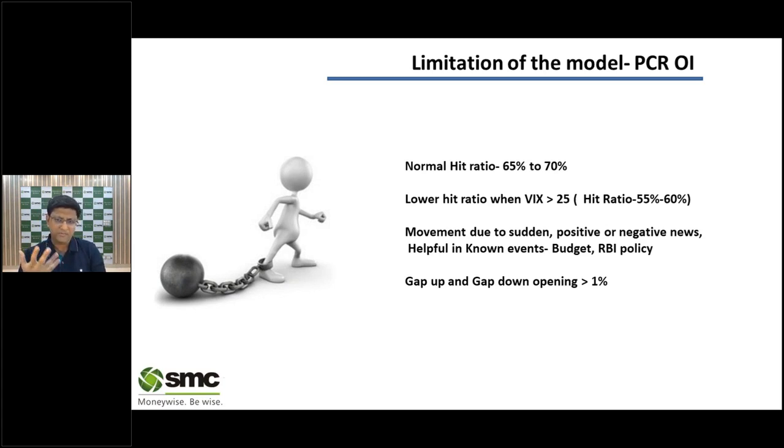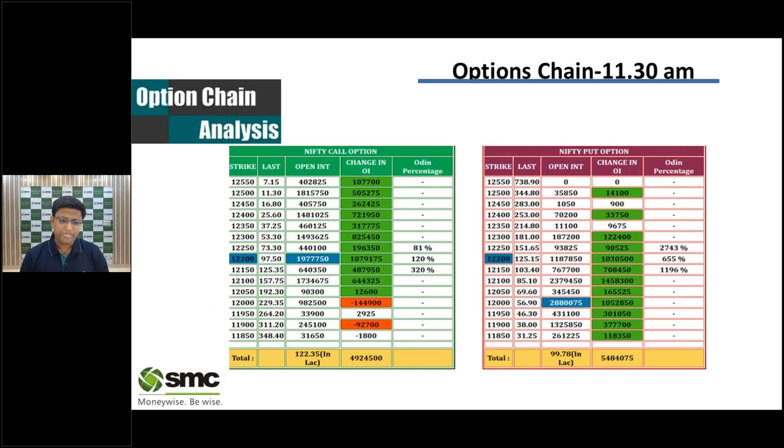Because after a gap up or gap down opening, the market normally has a different kind of nature, because the outstanding carry forward positions get cut. So the importance of intraday positions becomes less, because when there is a gap up or gap down opening, the carry forward positions are squared off in panic. That's why in the first half this indicator will not work when there is a gap up of more than 1%. So these are some limitations. Let's move to the concept.